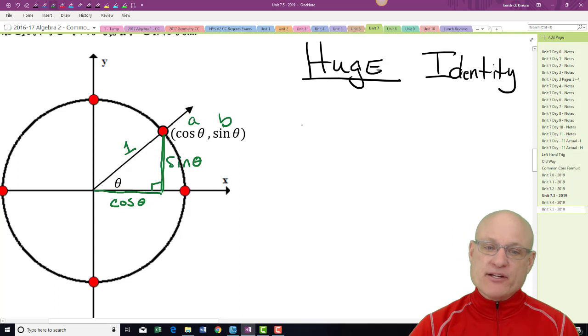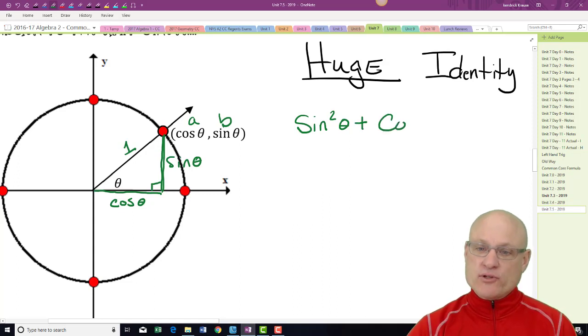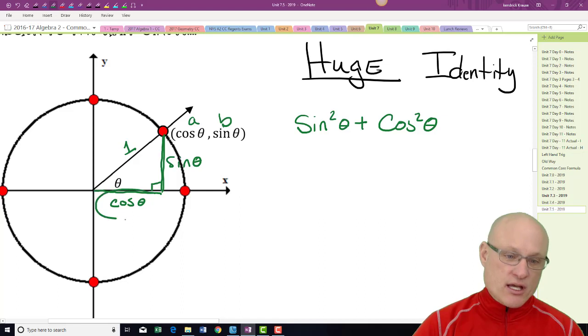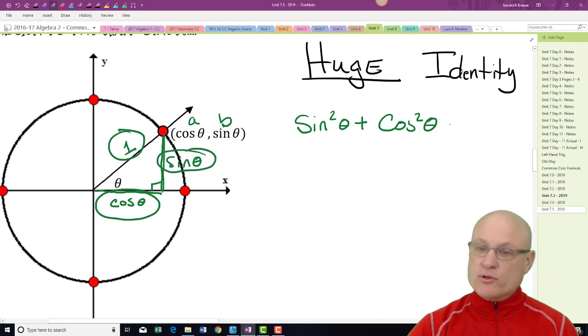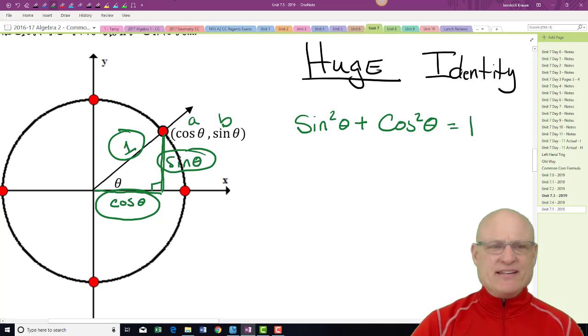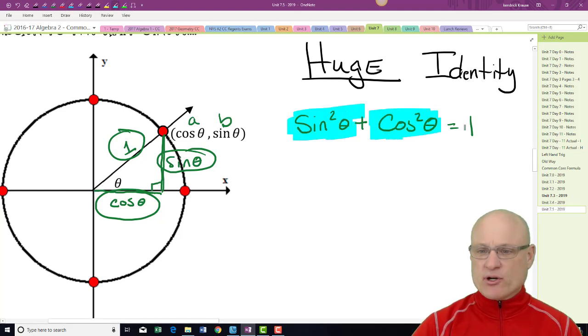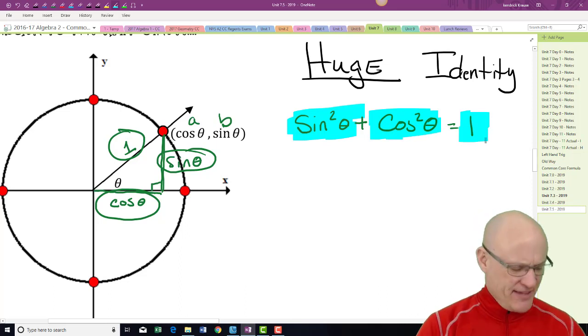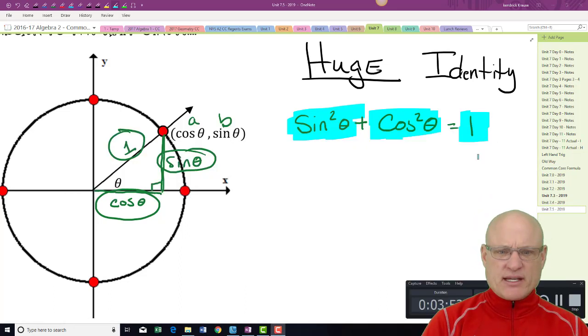Now the Pythagorean theorem says if I do sine squared theta plus cosine squared theta. In other words, a squared plus b squared equals c squared. And 1 squared is 1. Oh, that means if I take sine squared and I add cosine squared, no matter what, I get 1. Is that true? That doesn't make any sense.